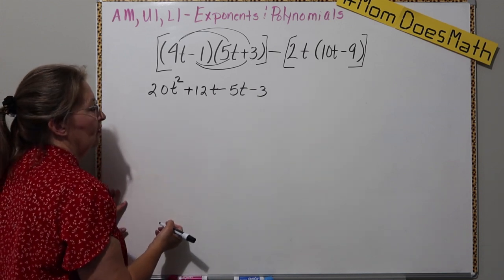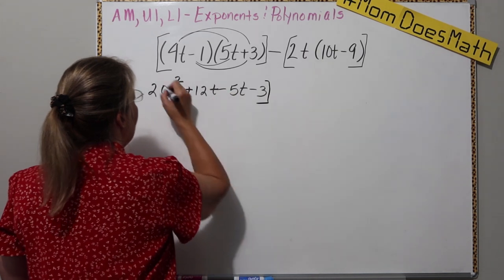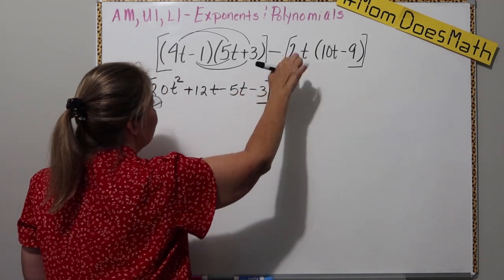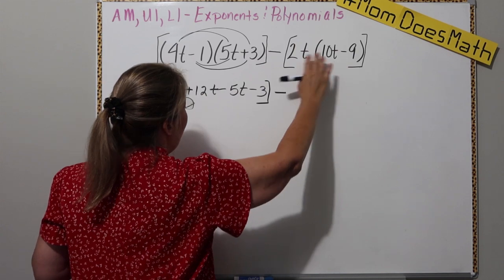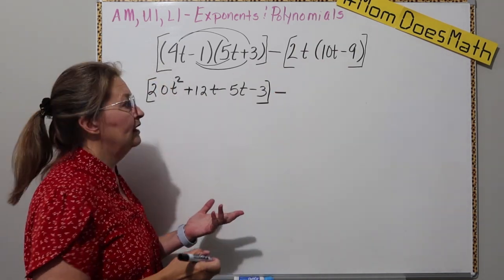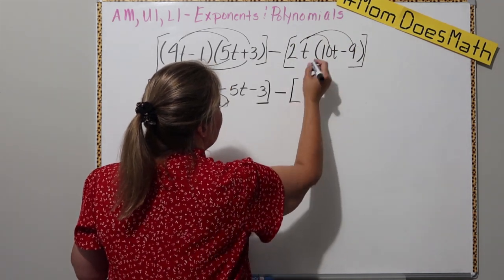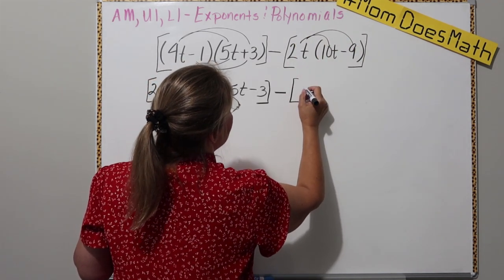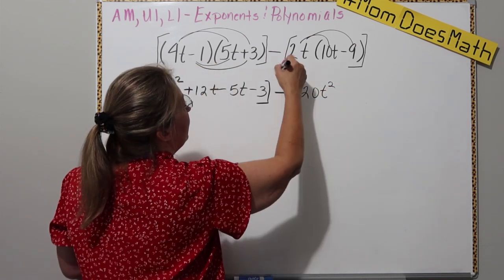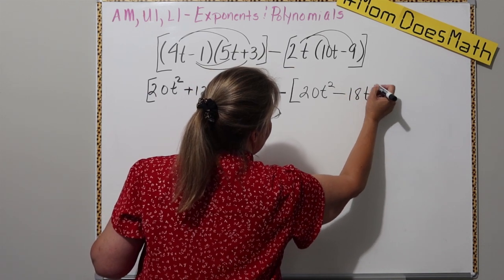Alright, now here we're going to have to be careful, and I'm actually going to leave that in brackets right now, because that minus sign has to be distributed into all of this but only after I get it simplified. So first, let's multiply 2t times this, and that's going to give me 20t times t is t squared. And then 2t times minus 9 is going to be minus 18t.